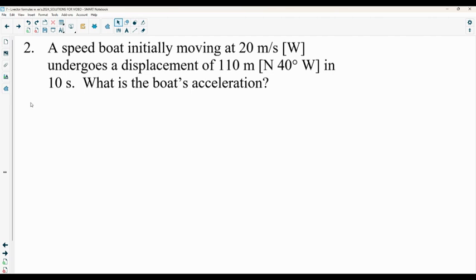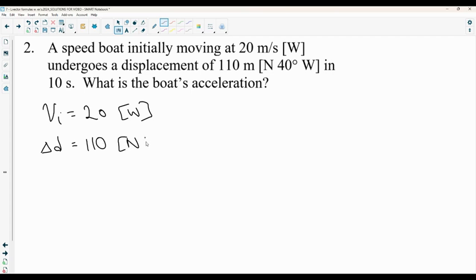A speedboat initially moving at 20 meters per second west undergoes a displacement of 110 meters north 40 degrees west in 10 seconds. What's the boat's acceleration? Okay, we need to find the acceleration. Let's start the way we did before by listing our knowns and need to knows. Initial velocity is 20 to the west. Our displacement is 110 north 40 degrees to the west. Our time, 10 seconds. Our acceleration, we want to know it, but we don't know it.